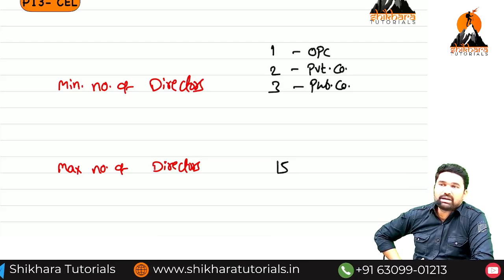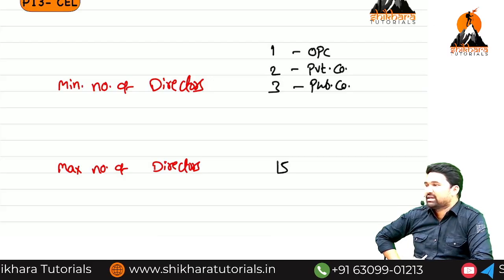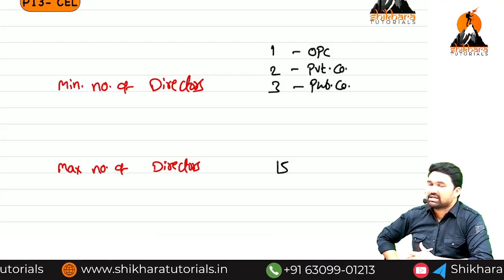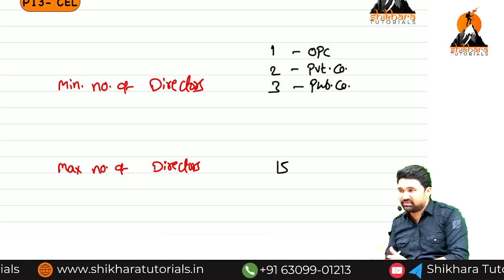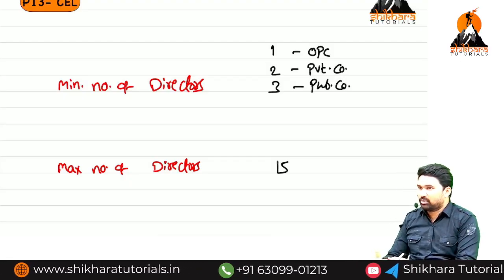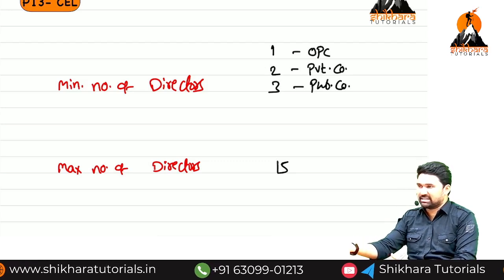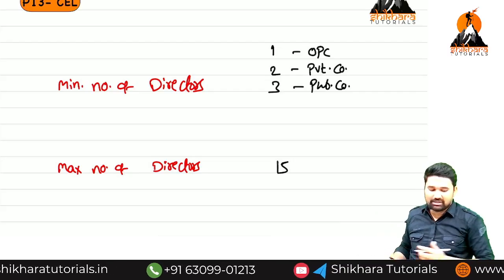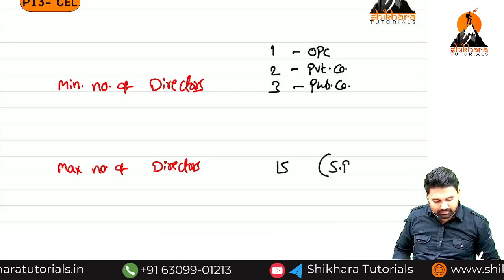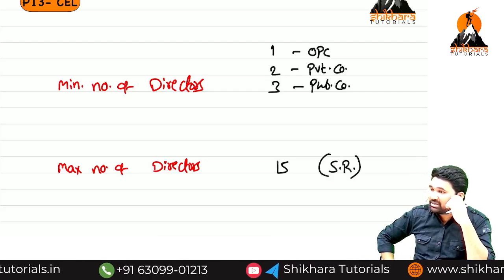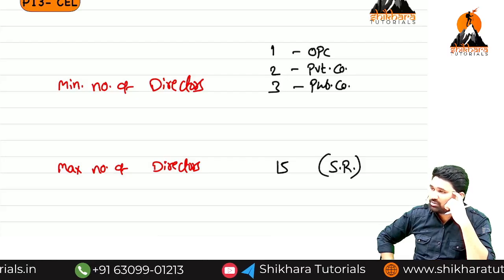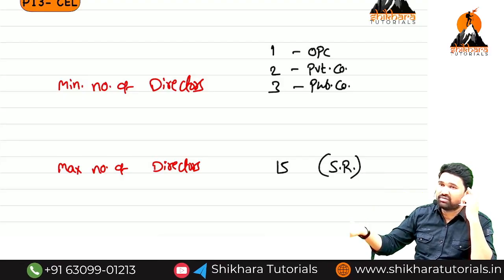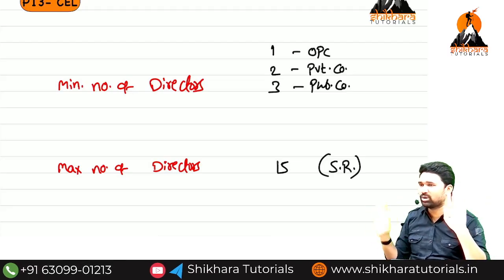How many directors can a company hold at maximum? 15 directors. Sir, what will happen if the number exceeds 15? Nothing will happen. For appointment beyond 15, that means for the 16th, 17th and 18th appointment, a special resolution is required. That's it. That is the only requirement for appointment beyond 15.